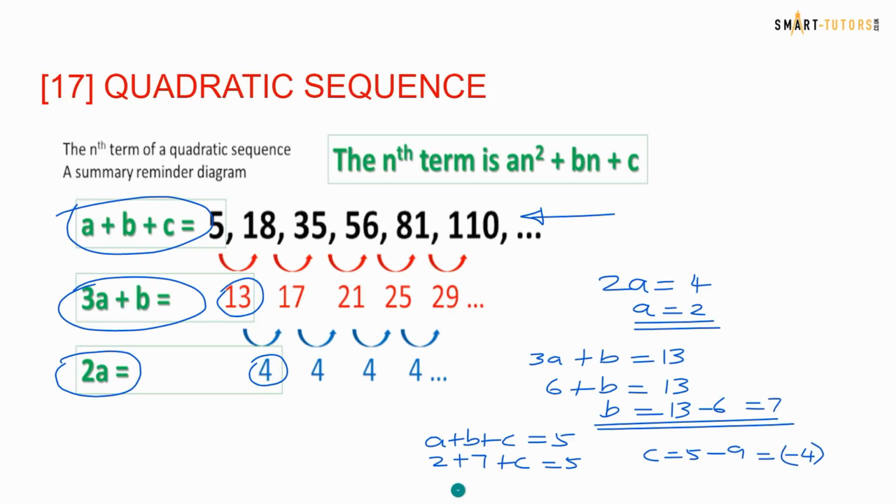So the answer for this question, this is the format we need to write, an squared plus bn plus c. A we already found, 2n squared, b is 7, so 7n minus 4. This is the nth term for this quadratic sequence.